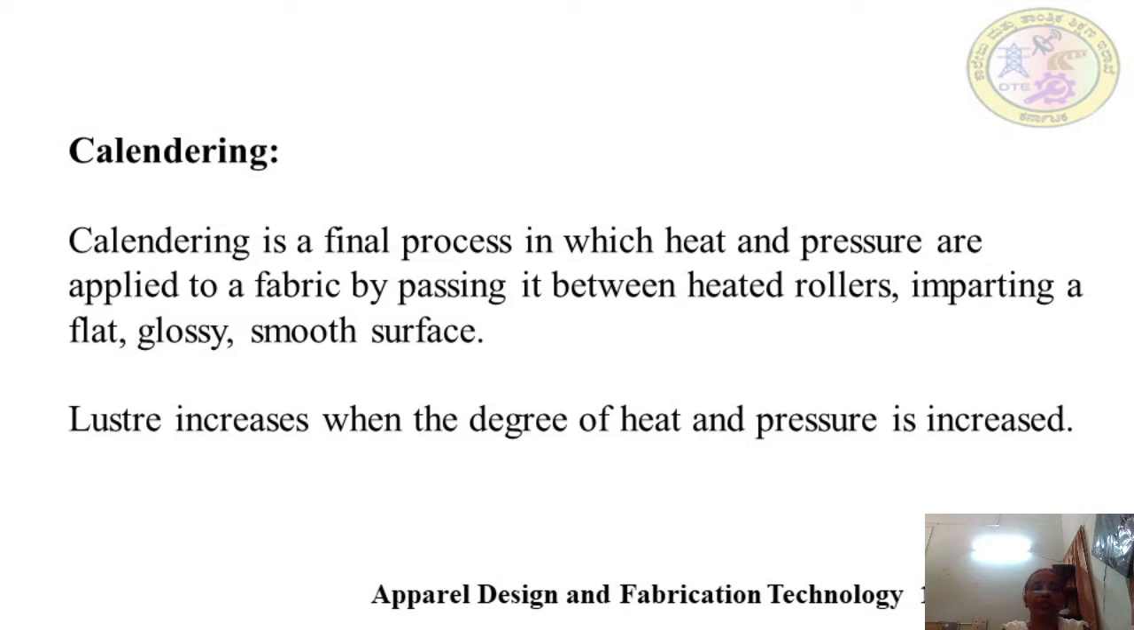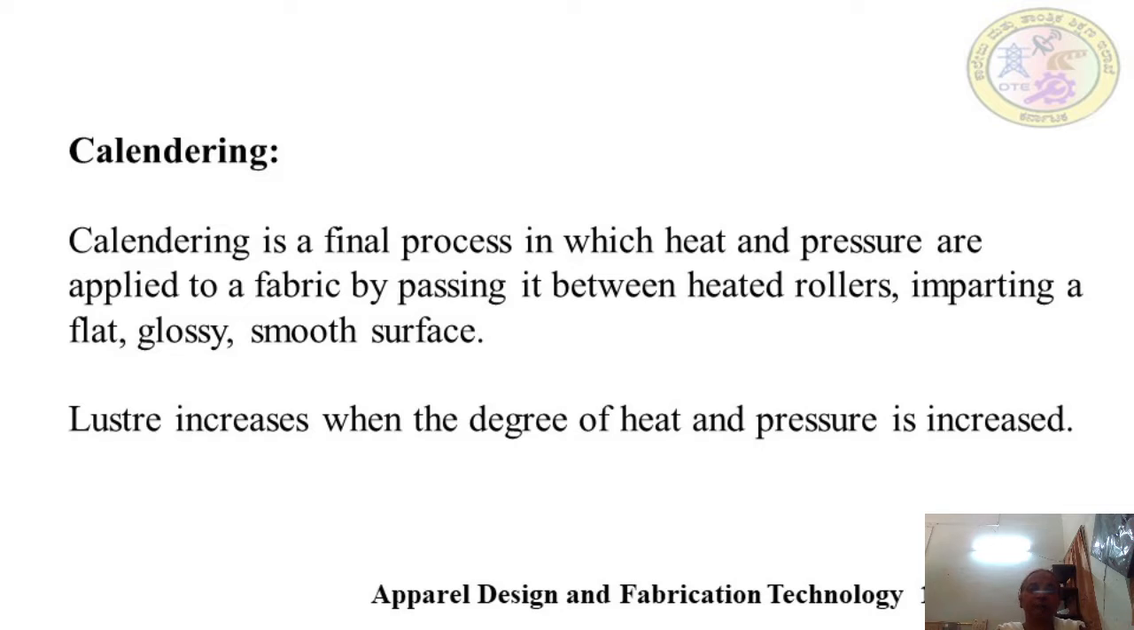Earlier you have discussed tentering and decating. These are textural finishing processes. Texture means what you feel when you touch the fabric. Structure is different from texture. So to get different texture effects, we have to give some finishing processes like tentering, decating, calendering. Today we are going to discuss the calendering finishing process.